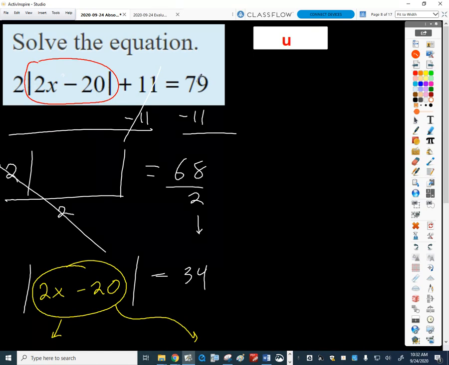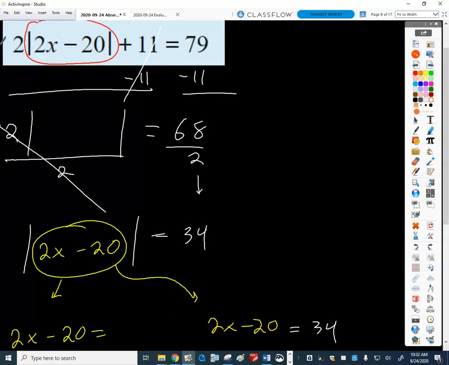But remember what our strategy is. To solve this absolute value equation, the first thing we have to do is get the absolute value by itself. It's not by itself. Right now, the absolute value is being multiplied by 2, and we're adding 11 to it, right? So to get the absolute value isolated, we've got to get rid of that 11. So we subtracted 11. That was good. And then we had to divide by 2 after that, right, to get rid of the 2. And when we did that, we ended up with the absolute value by itself equals 34.